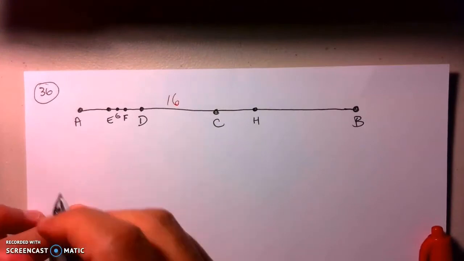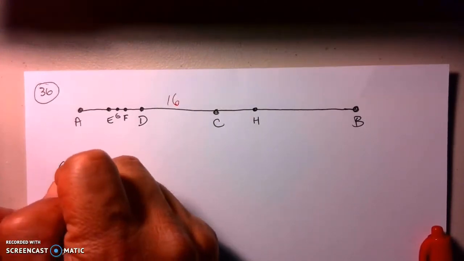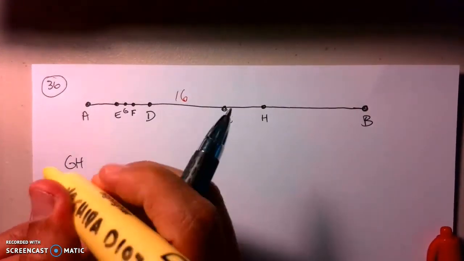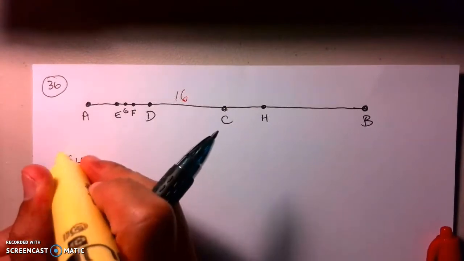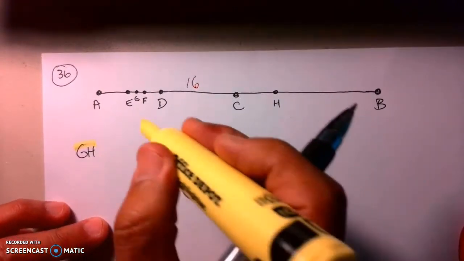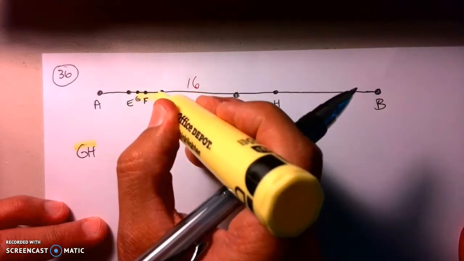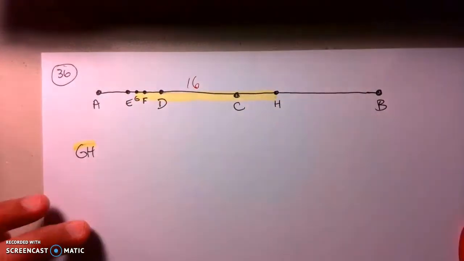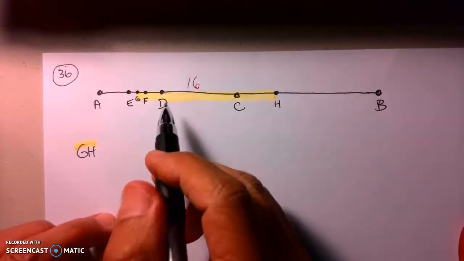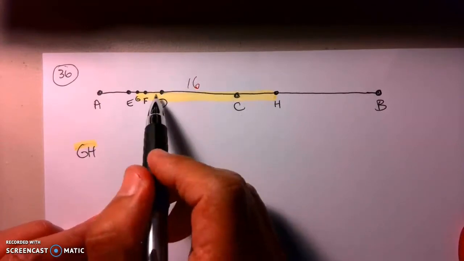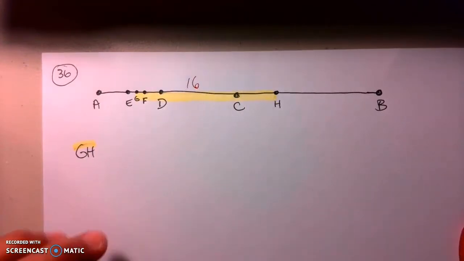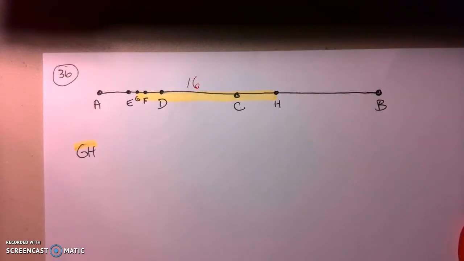Now the question is, figure out G to H, and I'm just going to use a highlighter. How far is it from G to H here in yellow? I don't know how well yellow is going to show up, but G all the way to H. Now we do know D to C is 16, but we don't know these little extra grooves, so we're going to just figure this out.